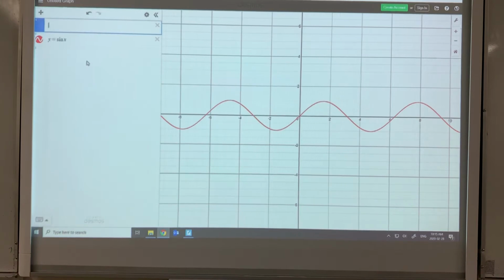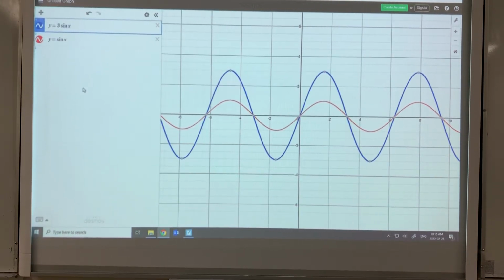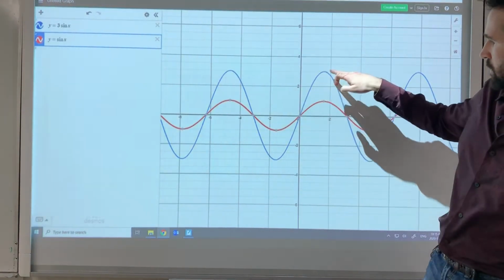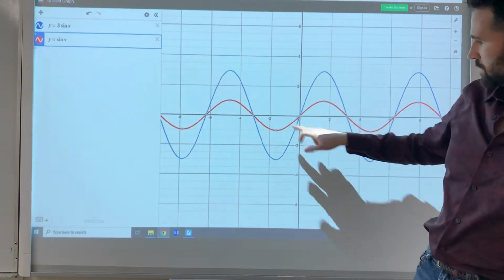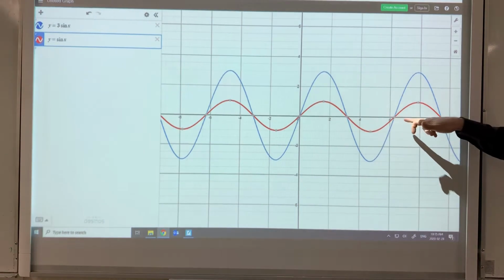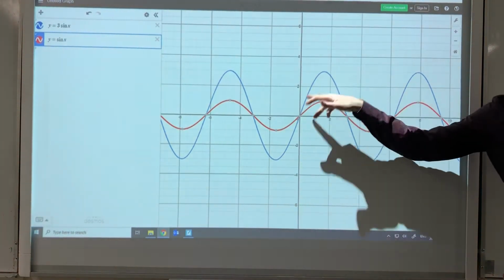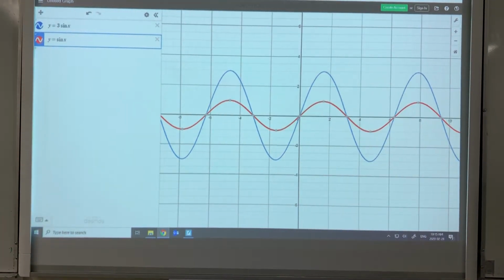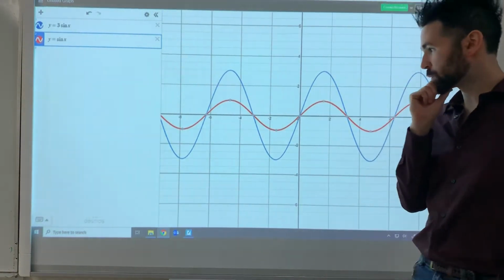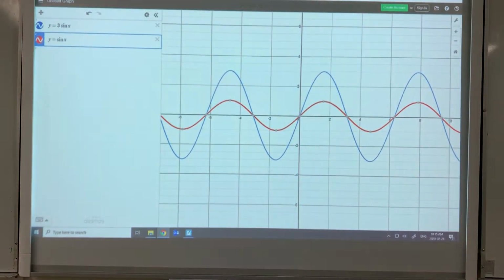So I'll leave the original one up there. Now let's go y equals 3 sine x. The blue graph is the new one. Now this height was 1, now it's at 3. This height was negative 1, now it's at negative 3. 0 stayed there. Anything on 0 stayed there. So what do you think is happening when I go 3 sine x to the y values? Multiplying the y values by 3. Very good.